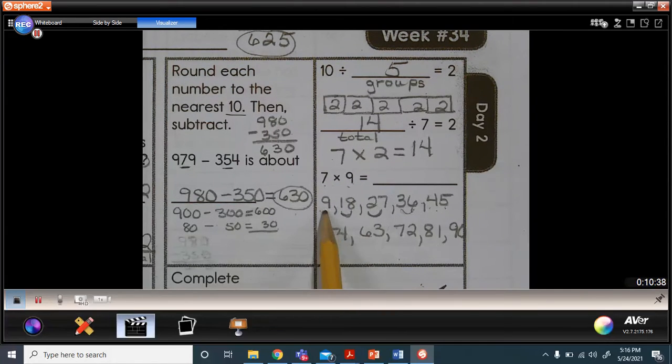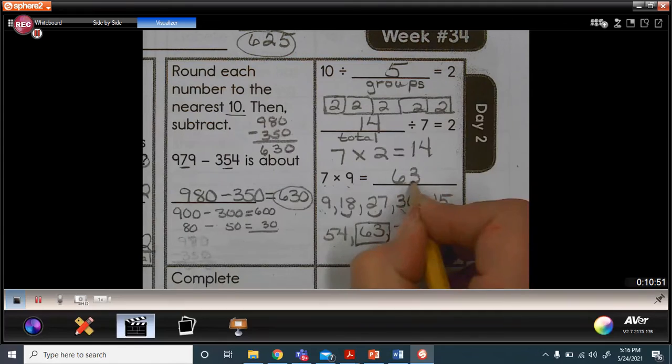Now, I want my 7th group of 9. So this is 1, 2, 3, 4, 5. 9 times 5 is 45. 6, and finally 7. So my 7th group of 9 is going to be 63.